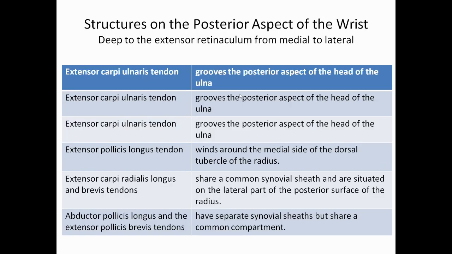Structures on the posterior aspect of the wrist that are situated deep to the extensor retinaculum are arranged from medial to lateral: extensor carpi ulnaris tendon, extensor pollicis longus tendon, extensor carpi radialis longus and brevis tendons, abductor pollicis longus, and extensor pollicis brevis tendon.